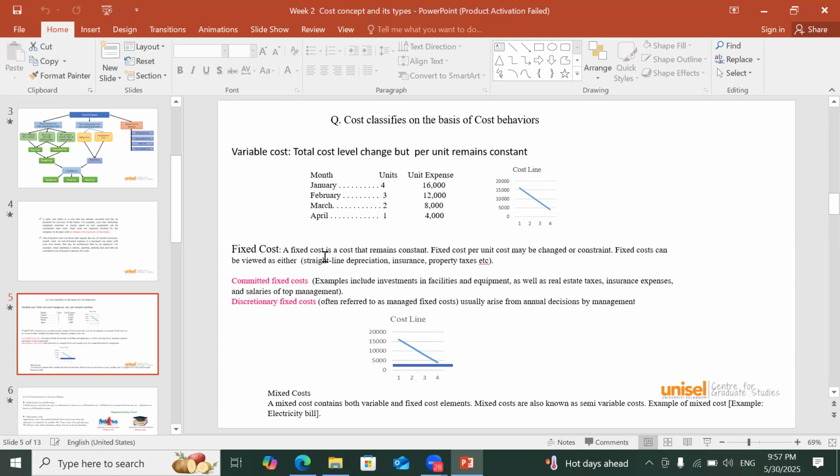Sir, I have a doubt. I have a query, sir. My query is that it is written that the total cost level changes, but per unit remains constant. So what is basically the difference between fixed cost and variable cost? Here, I can see that for 1 unit.